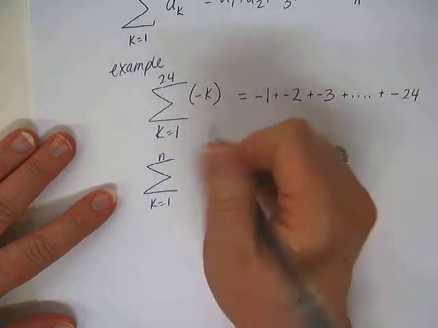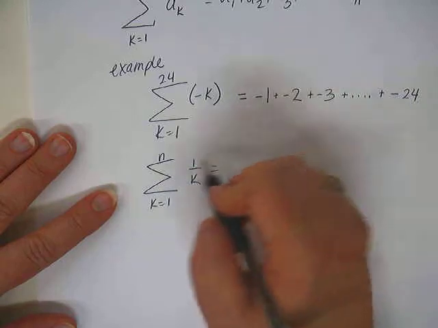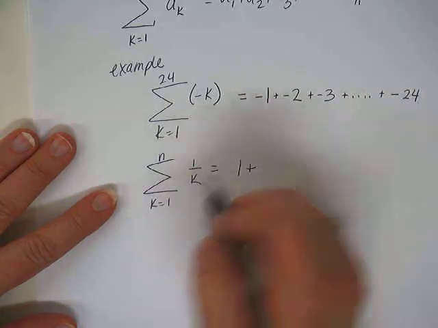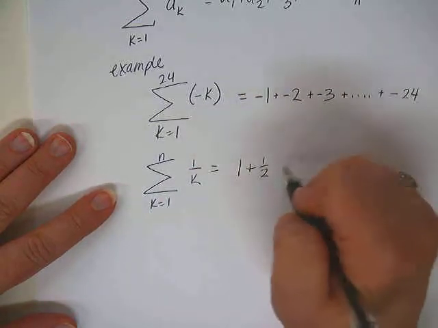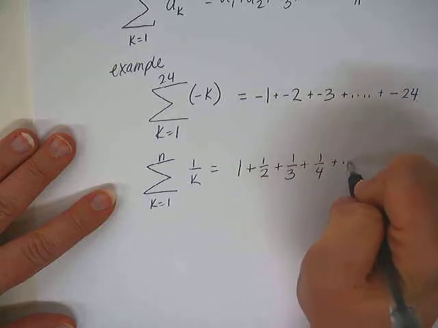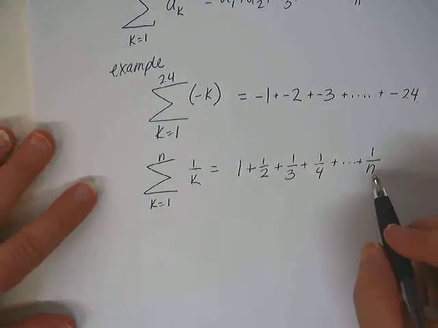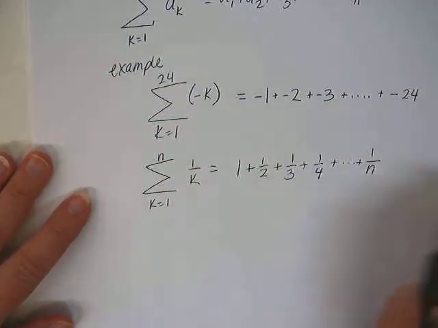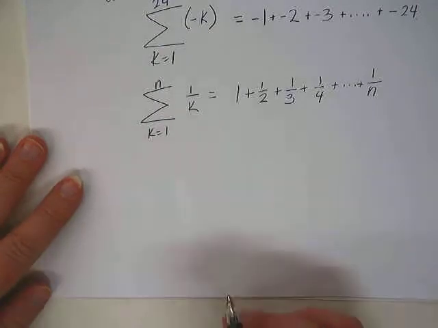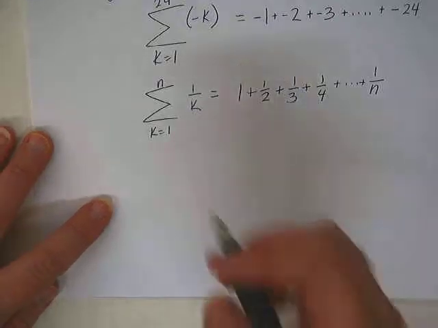Here's a different one. If we have k equals 1 to n of 1 over k, that would mean we plug in 1, so 1 over 1 is 1. We plug in 2, so 1 over 2 is 1/2. Plug in 3, and we keep plugging in the numbers till we get to whatever the last number is. Sometimes the last number is actually infinity, and we keep going forever, which seems a little weird, but we will talk about that in some of the stuff we're doing.